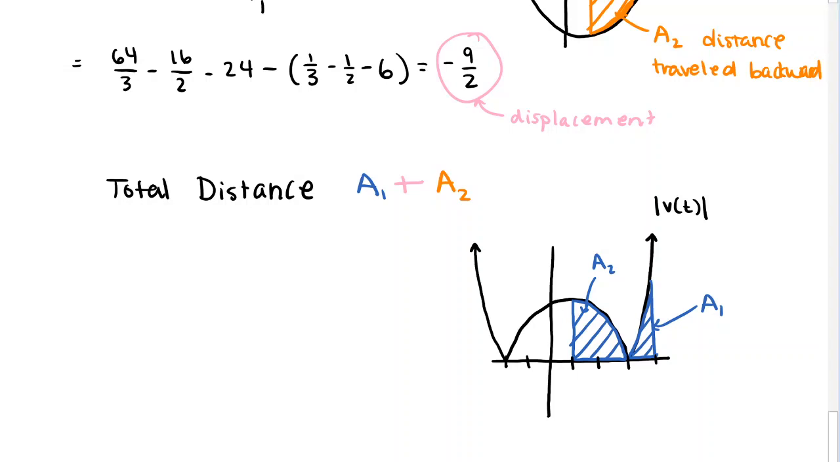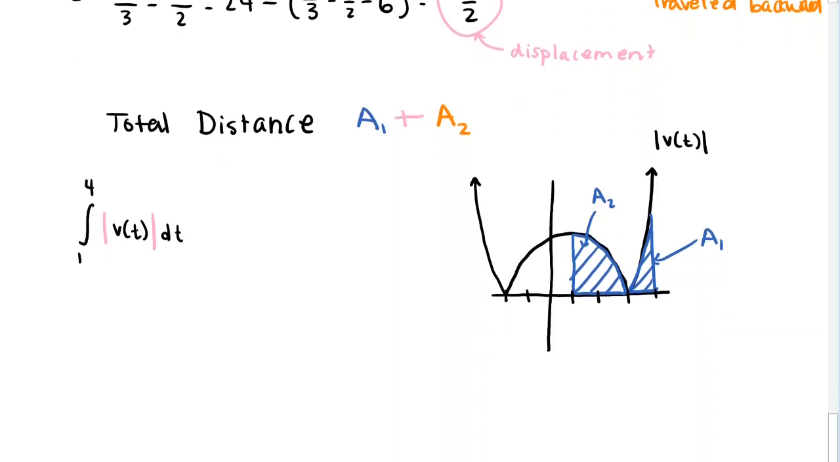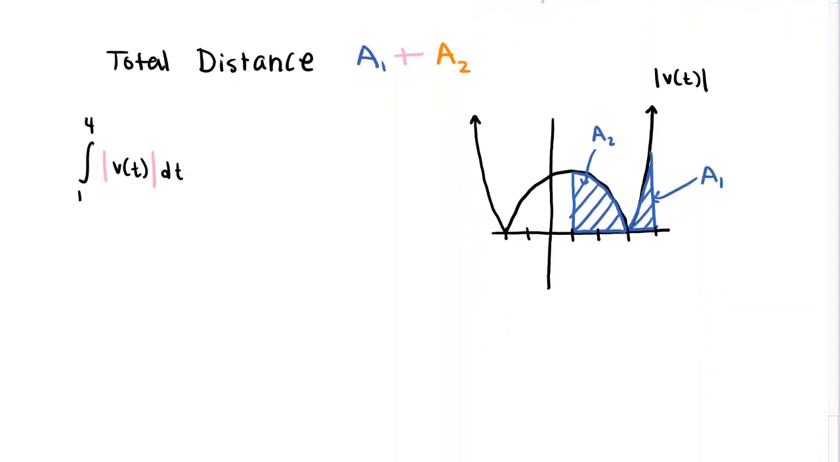And so if we want to figure out the total distance traveled from t equals 1 to 4, we would take the definite integral from 1 to 4 of the absolute value of v of t, dt. And this absolute value is going to help us count the area under the curve as positive.